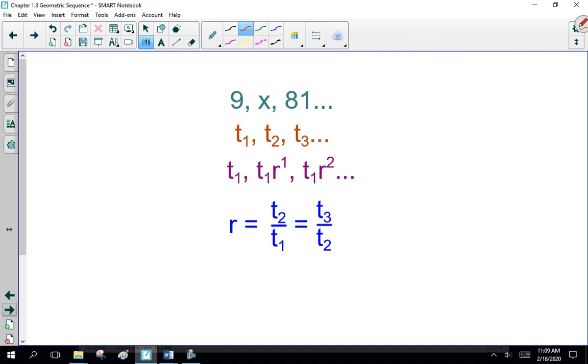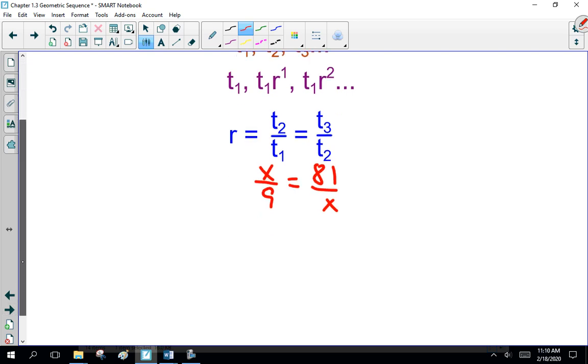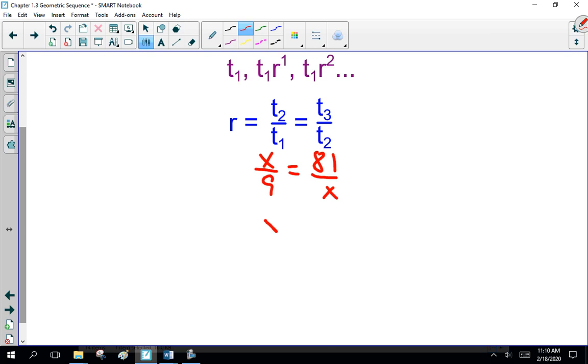Just cross multiply. Here, this is x over 9 equals 81 over x. So, T2 is x, T1 is 9. Now, this is a shortcut some people use. So, cross multiply, you get x squared equals, what is 81 times 9? Congratulations. Now, x squared is 729. What's x? What's the square root of 729?